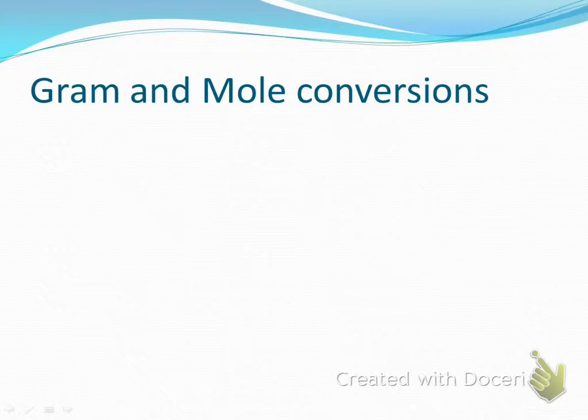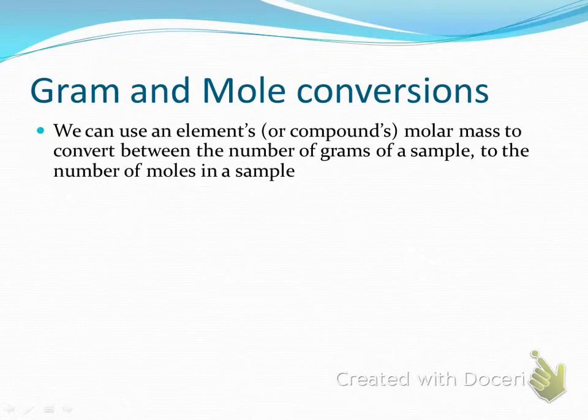First of all, can someone tell me what 1 mole is? 6.022 times 10 to the 23rd, of what? Of anything. 6.022 times 10 to the 23rd of anything is considered 1 mole. Most of the time we think of that in terms of atoms or molecules, but it could be anything. I could have a mole of baseballs. That means I have 6.022 times 10 to the 23rd baseballs.